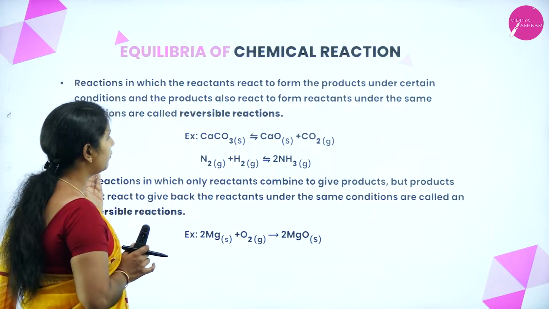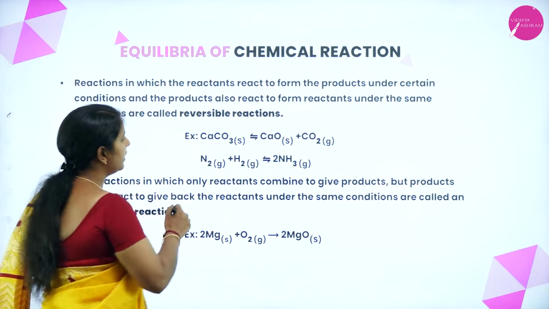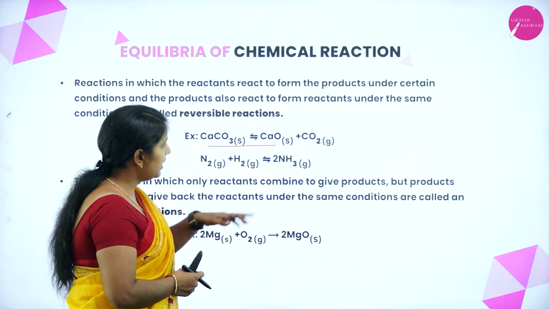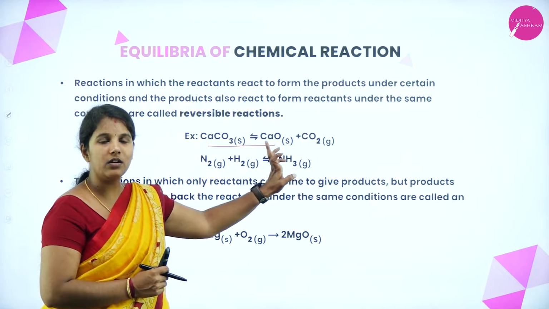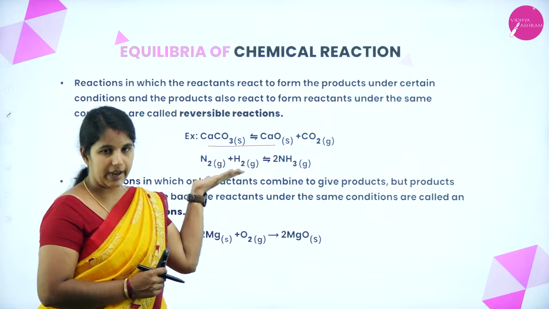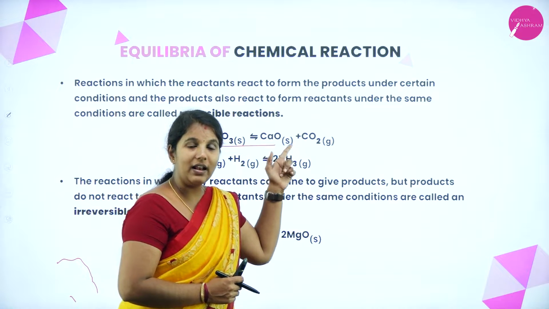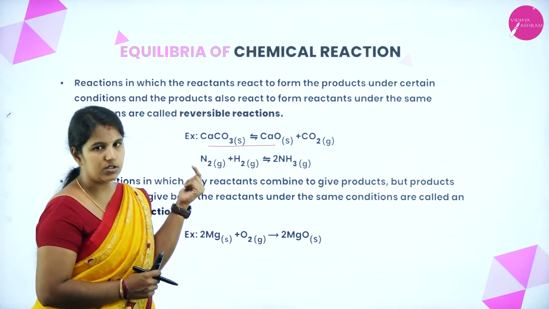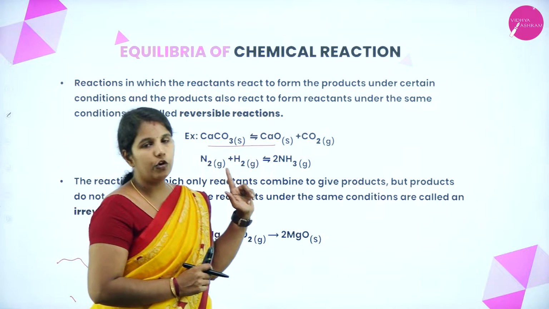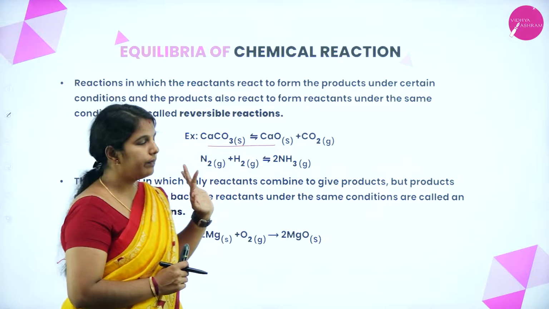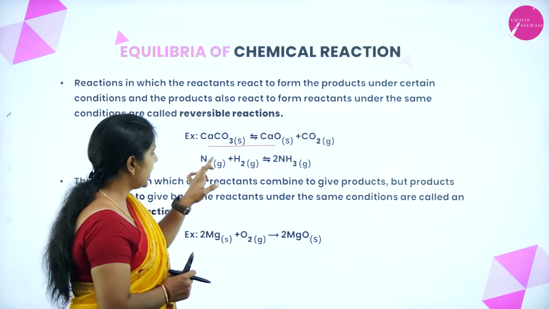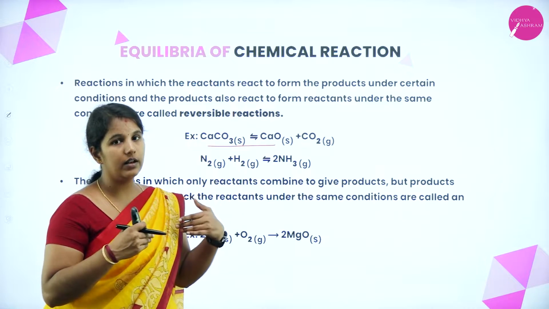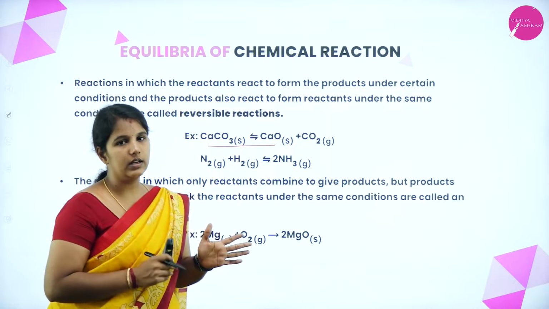You can take the example of calcium carbonate. Calcium carbonate upon decomposition gives calcium oxide and carbon dioxide. Similarly, if you don't allow this carbon dioxide to escape from the vessel, calcium oxide can react with the carbon dioxide and give back calcium carbonate. Hence, it is an example of a reversible reaction. We have one more example: nitrogen and hydrogen can react to give ammonia, and ammonia can give rise to separate hydrogen and nitrogen.